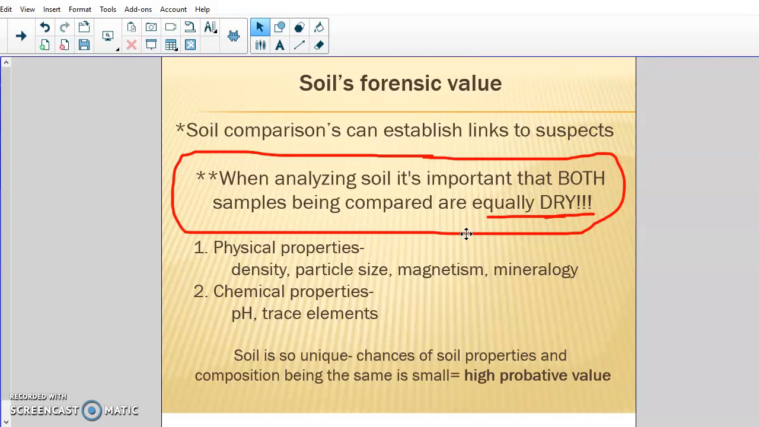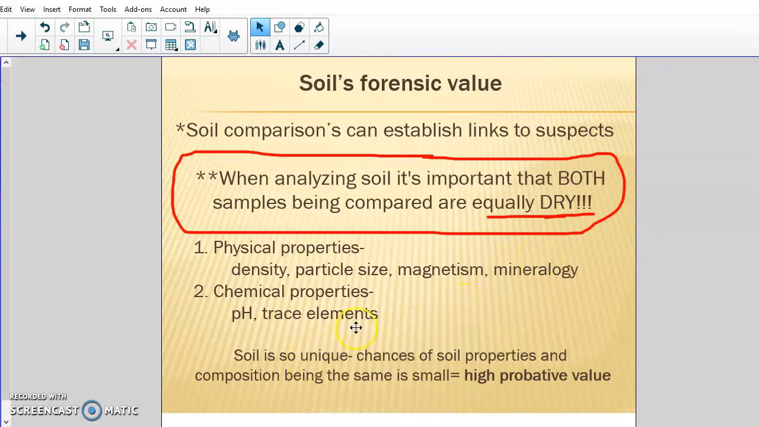The physical properties that we're going to take a look at in our labs are density, particle size, magnetism, and mineralogy. So what's the density of the actual soil? What types of particle sizes are the particles in the soil? If it has any magnetic properties, and then what type of minerals we find in them. For chemical properties, we're taking a look at pH. What's the pH of the soil? Is it very acidic, very basic? And then any trace elements that we might find that we could take a look at.